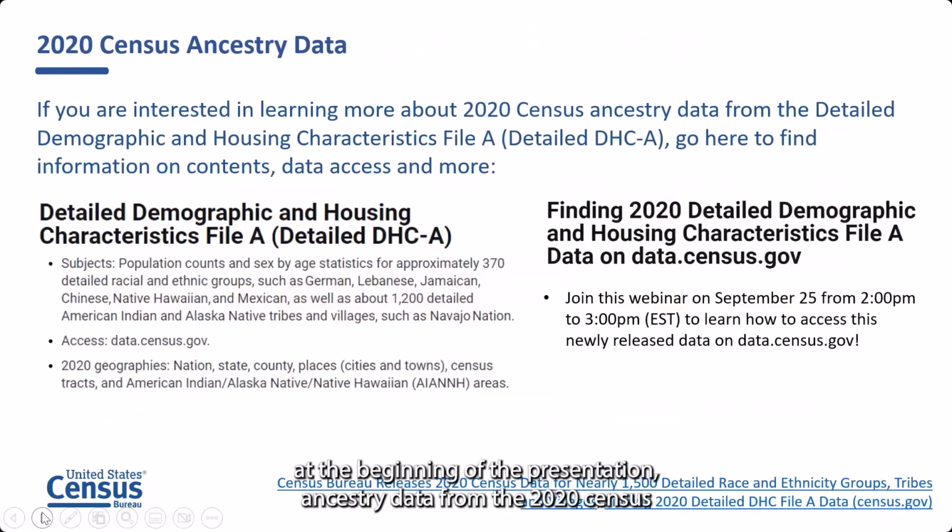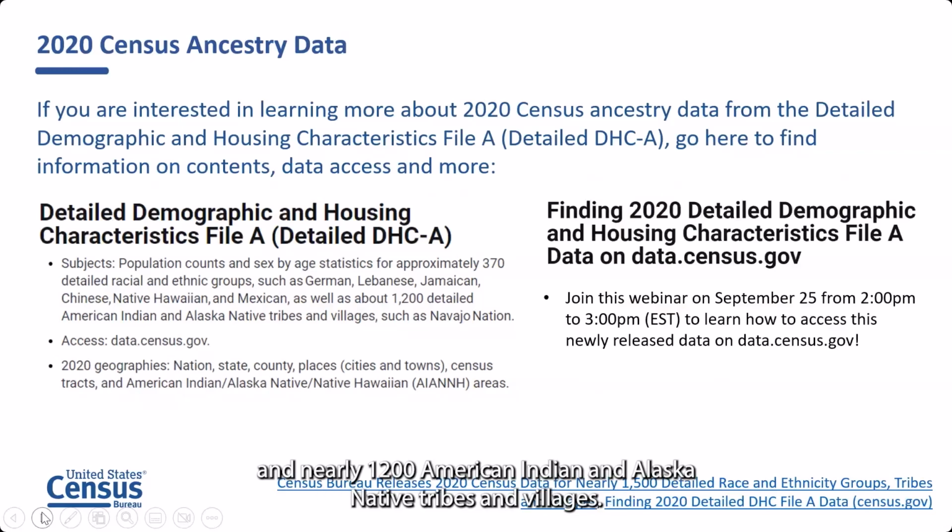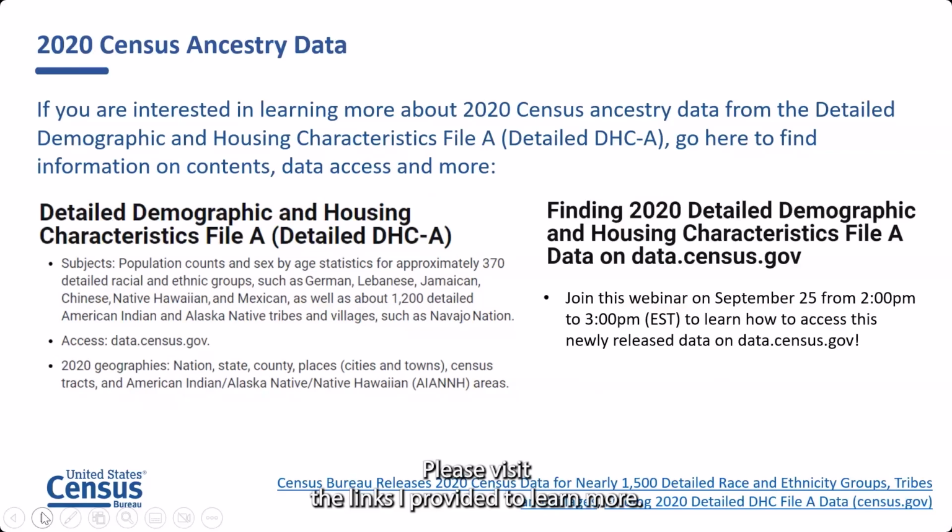As I mentioned at the beginning of the presentation, ancestry data from the 2020 census was released just earlier today. And this is the first time the decennial census will provide detailed ancestry data. This data includes population counts and sex by age statistics for over 300 detailed race groups and nearly 1,200 American Indian and Alaska Native tribes and villages. Please visit the links I provided to learn more.